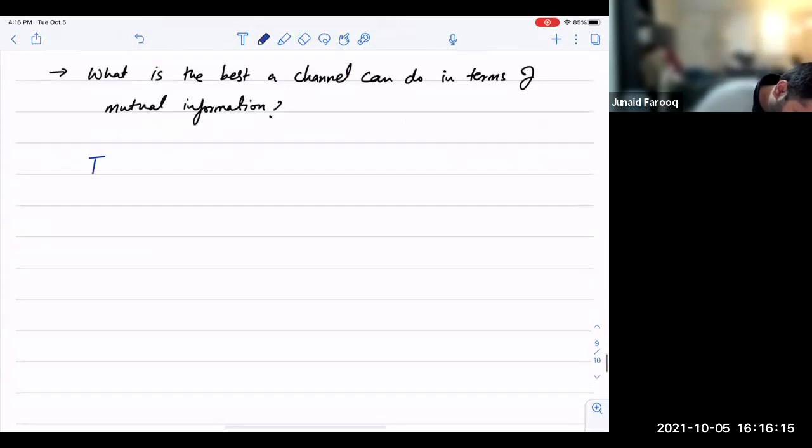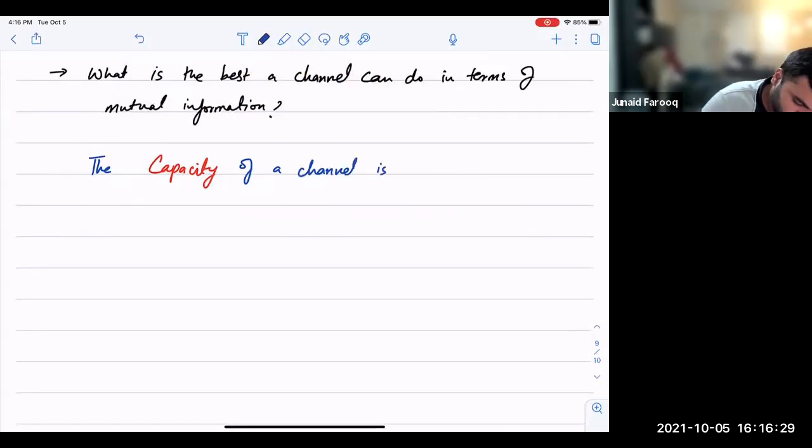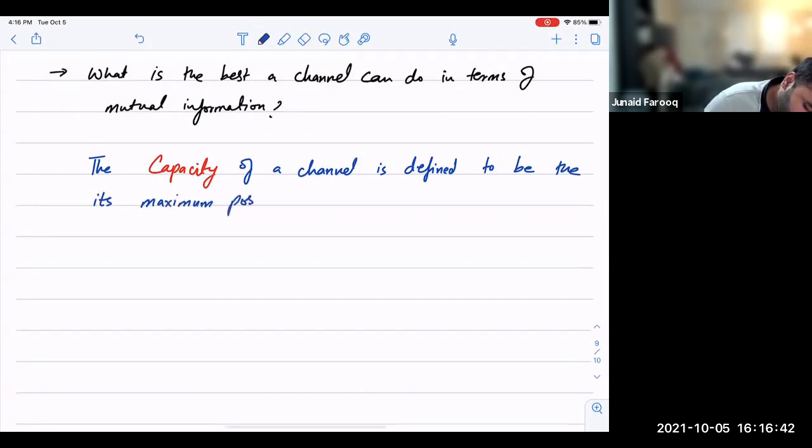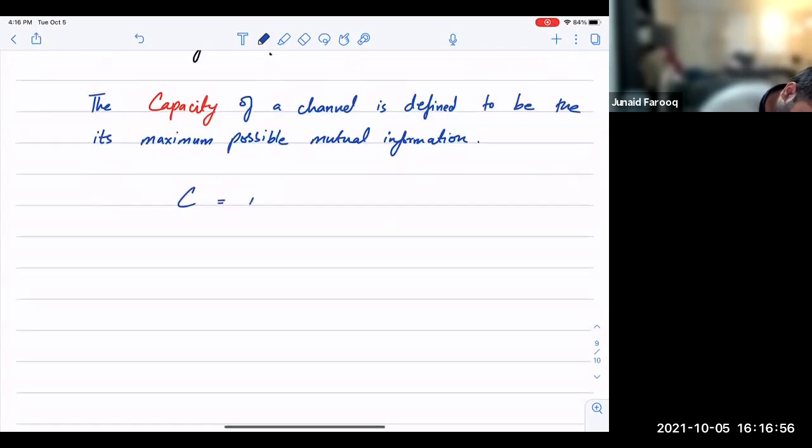So that's called the capacity. So the capacity of a channel is defined to be the maximum possible mutual information. So we say that the C is actually the max of I(X;Y) over the input probabilities.